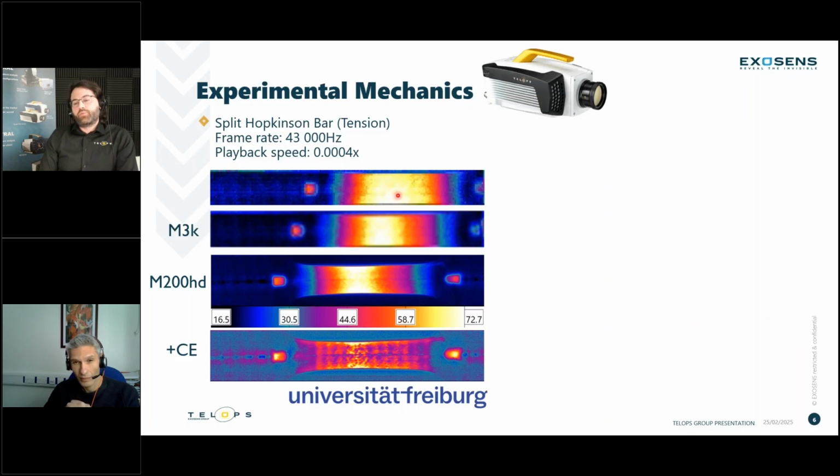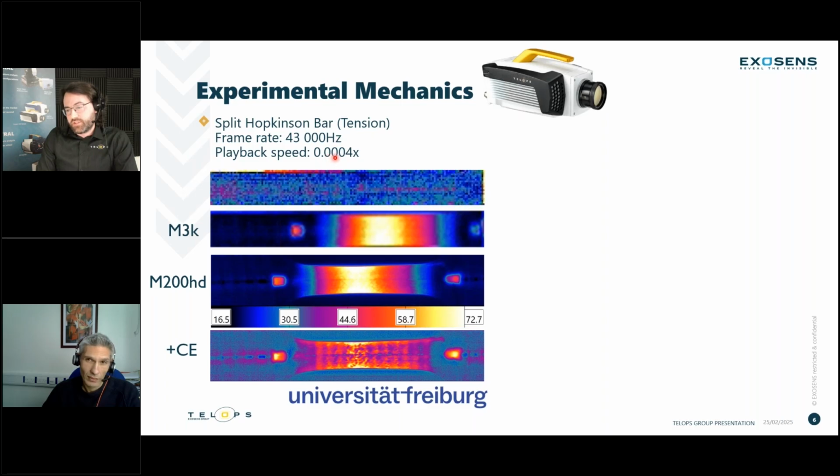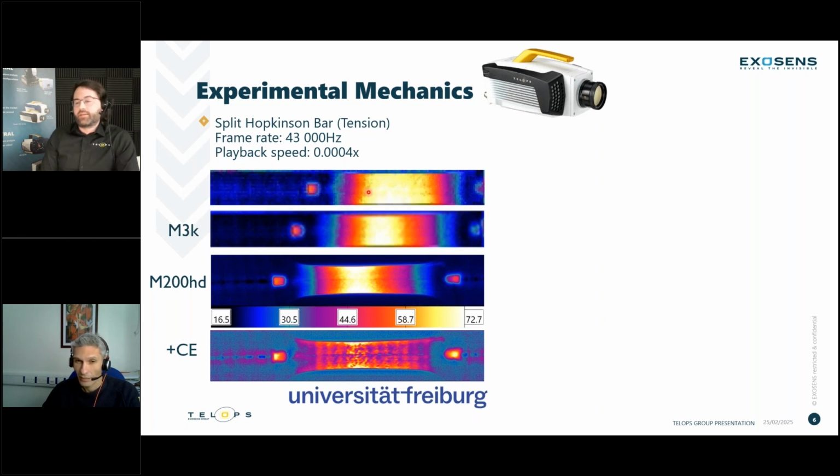So this is an example with the M3K, the fastest infrared camera that we have, also the fastest camera really on the market. That was done at 43,000 hertz. The playback that we see here is at 0.0004 times the real speed. So it gives nice information on the thermal side, the heat release of that process, the dislocations creating that temperature increase. We have, of course, a lower resolution at that speed.